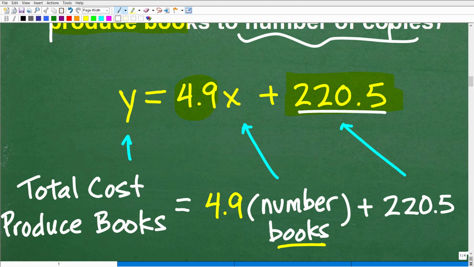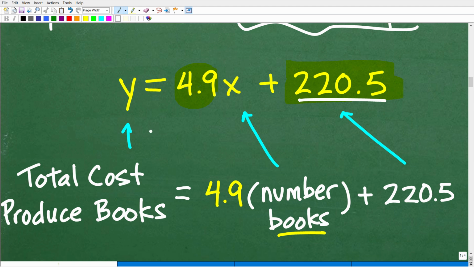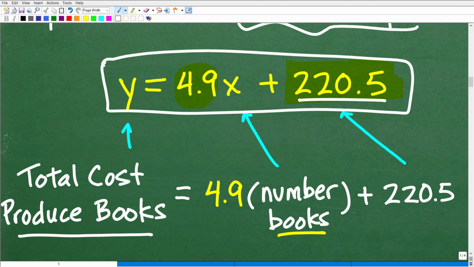And again, stylistically, there are different ways you can write this. You could even write your linear model this way. You could say total cost to produce books is equal to 4.9 times the number of books plus 220.5, or you could write a nice linear equation like this. You're just going to have to define what y and x are. Or you could even use a function notation like f of x. Okay, so again, different ways you could do this. And of course, I can't look at your actual results right now, but you have to be the judge whether in fact you answered this correctly.